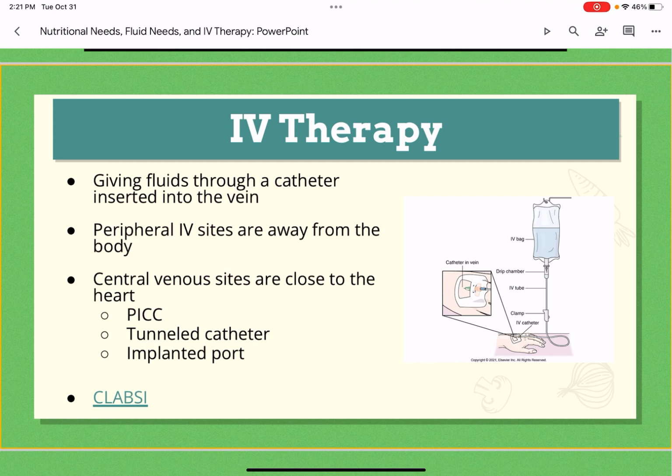A peripherally inserted central catheter, or PICC line, begins in a large peripheral vein of the upper arm. The catheter tip ends at the heart. A tunneled catheter begins in a vein in the neck or chest. It passes through the skin and ends at the heart. An implanted port is placed under the skin. A special needle, a Huber needle, is needed to access the device. There's something known as a central line associated bloodstream infection, and that's when a patient gets an infection and they have a central line.